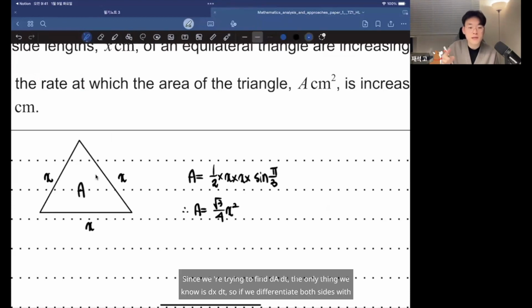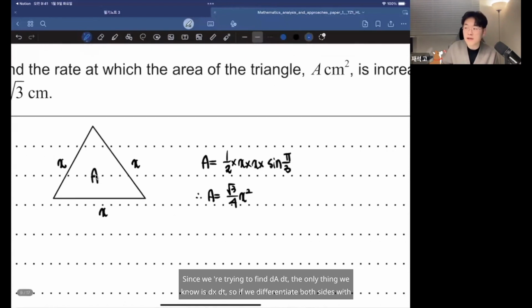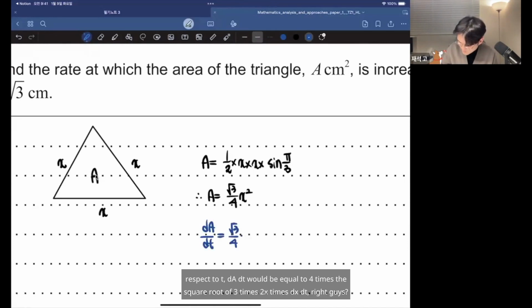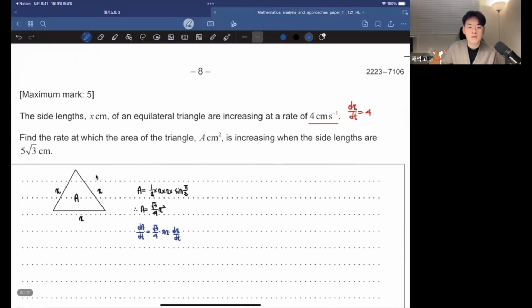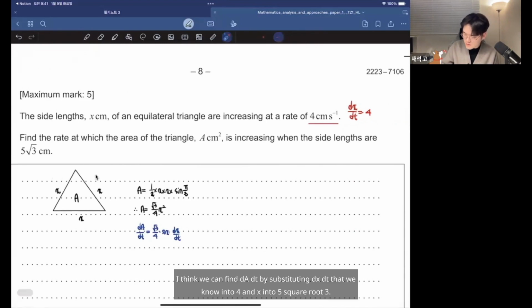Since we're trying to find dA/dt, the only thing we know is dx/dt. So if we differentiate both sides with respect to t, dA/dt would be equal to √3/4 times 2x times dx/dt, right, guys? It's over, right? I think we can find dA/dt by substituting dx/dt that we know, 4, and x, 5√3.